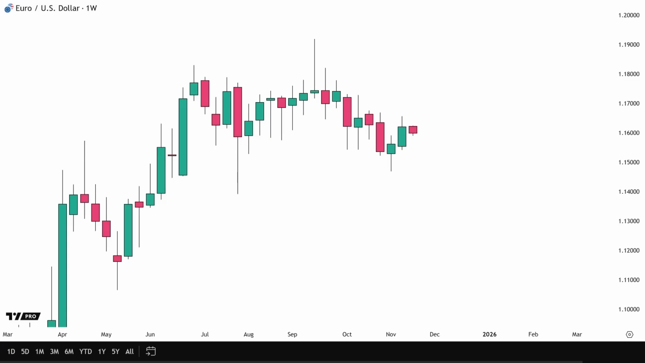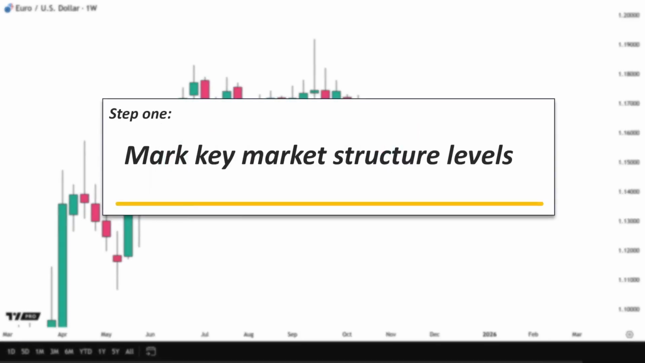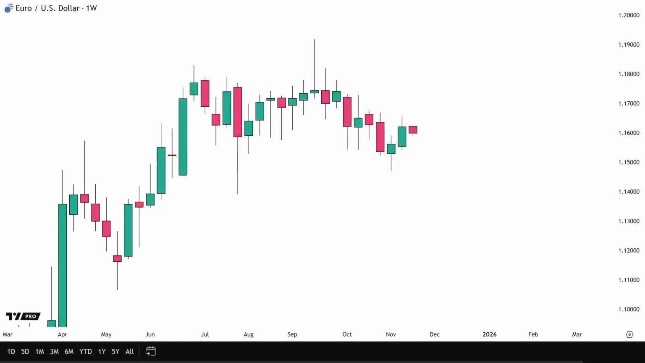Step 1. Start with the weekly time frame. On this higher time frame, the only thing we need to focus on is identifying and marking key market structure levels. That's all we use the weekly chart for. We don't apply any other concepts here because they aren't necessary. Our main trading time frame is the 1-hour chart and lower.